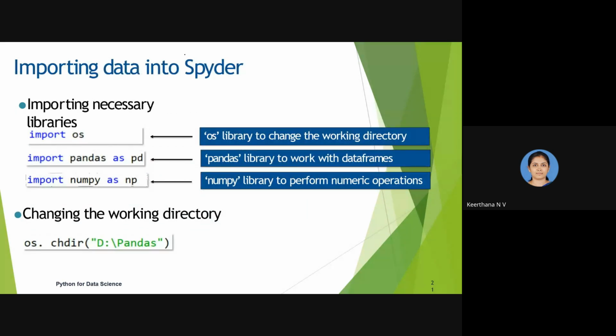So what are the necessary things? First thing you have to do, import os. os is for changing the directories, as I have said, and pandas is for importing the files and working on the data frames. And it is necessary to import the NumPy package also, if you are dealing with numerical processing of data. So first thing you have to import these three modules before working on it.